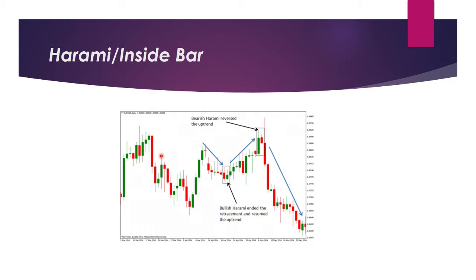Which way is it going? Okay. Downtrend. Bullish Harami ended the retracement and resumed the uptrend. Boom. It met the bearish Harami, reversed the uptrend, and shot it back down. That's all it's saying, folks.